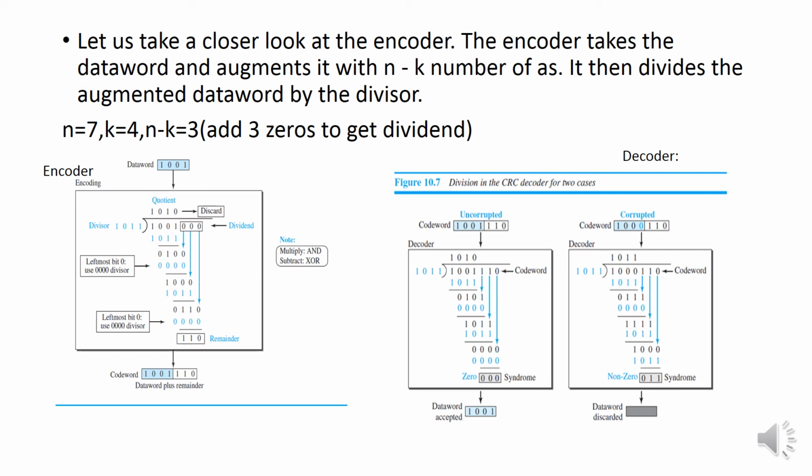In case 2, we assume that the code word received at the receiver is 1000110. Perform the same operation, the division with 1011, and check the syndrome. The syndrome is non-zero. We'll get 011 as the syndrome, and what exactly does the decision logic do here? The decision logic will discard the data word. Why? Because the syndrome is 011.